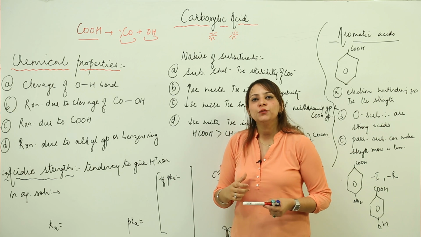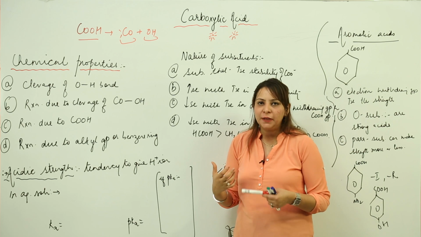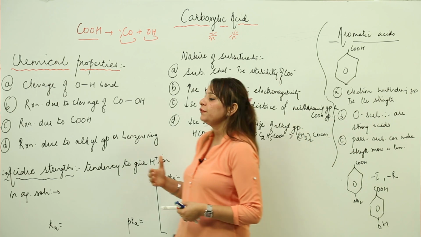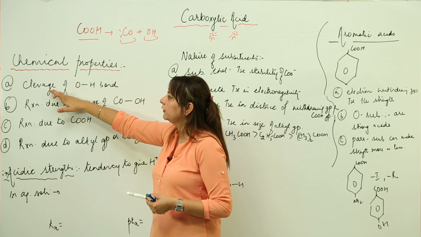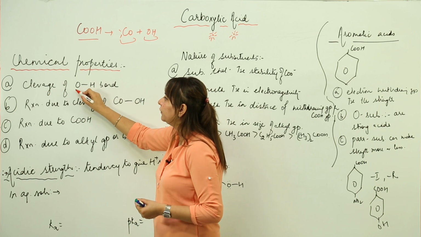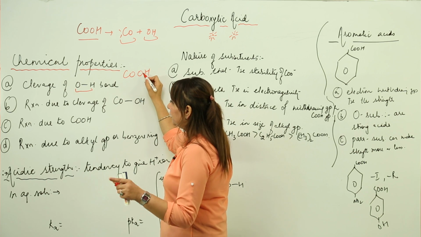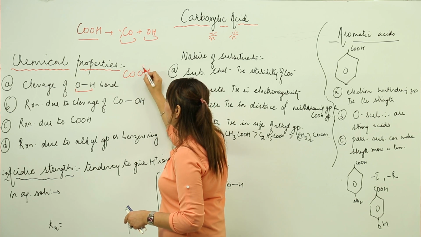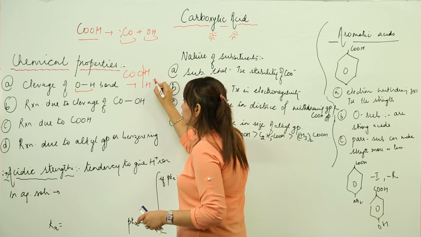So we can cleave many types of bonds in it, and accordingly we can get many compounds. We have a few chemical properties for you. The first is the reaction in which there will be a cleavage of the OH bond. As you know the bonding is such that, in the first reaction there will be cleavage in this, which results in the release of hydrogen ion.